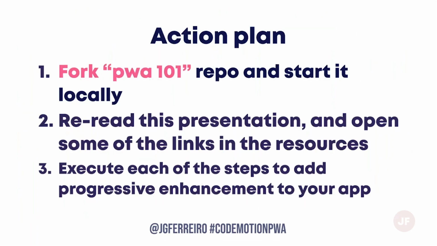Then I always like to have an action plan, like what's next after this workshop. The first thing is you can go to my GitHub for this PWA 101 repo, and I would suggest you initialize the repo on your local machine, play with it, start changing things, start reading the code, and try to understand all the concepts and things that we learned today, but in a real application. So that's the first thing.